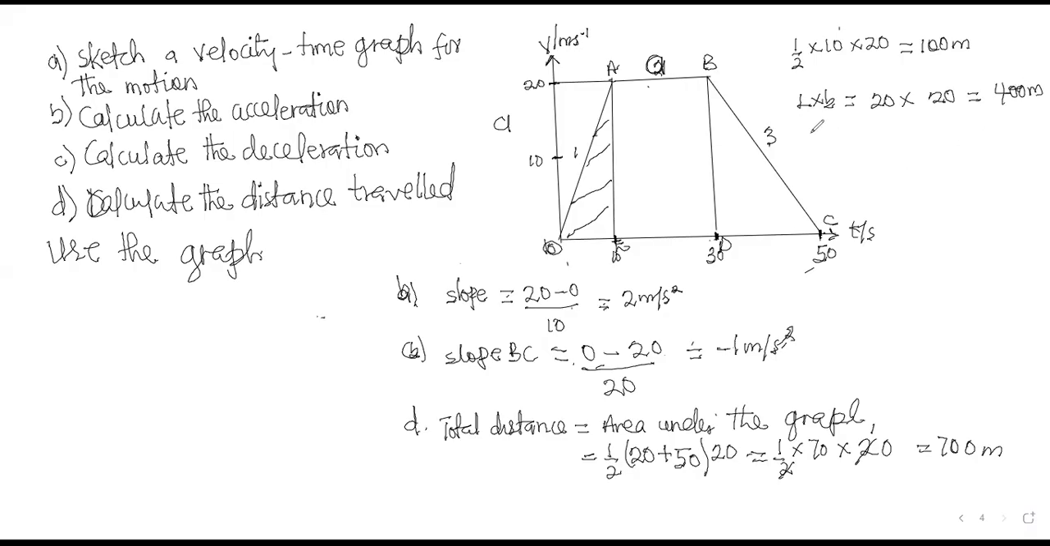Then this area again of a triangle, half the base is 20 times 20. Times another 20. Okay. So this is also 200. When we add, we have 700 meters. 700. So the value is the same.